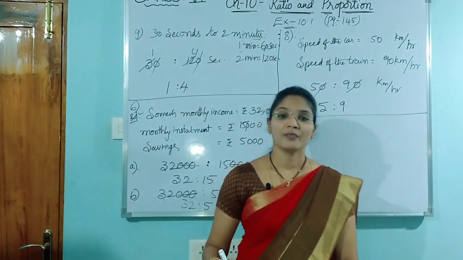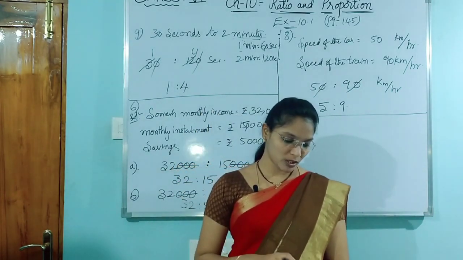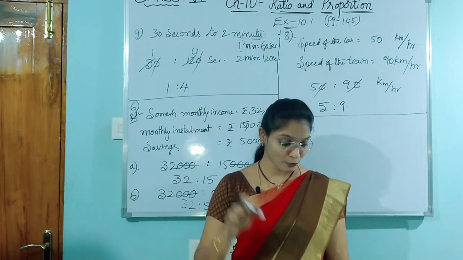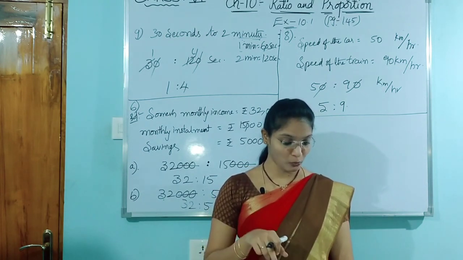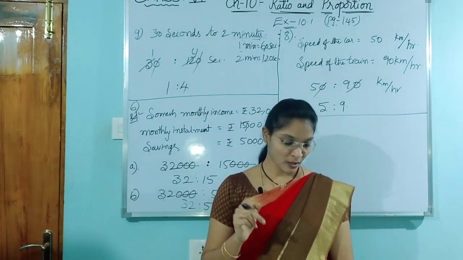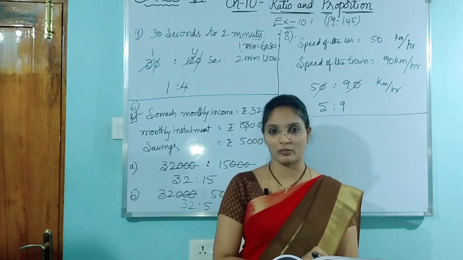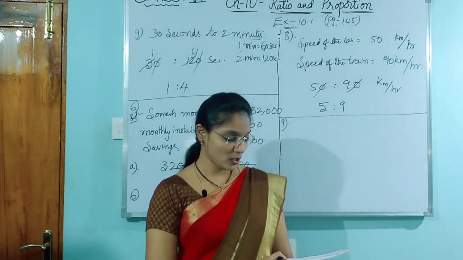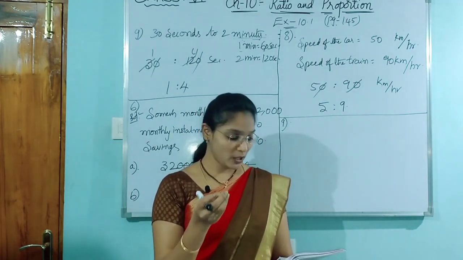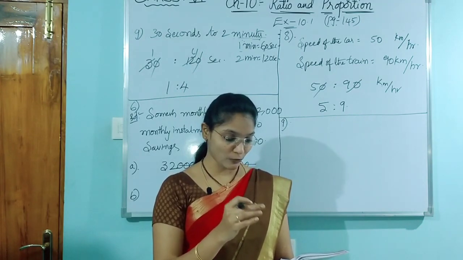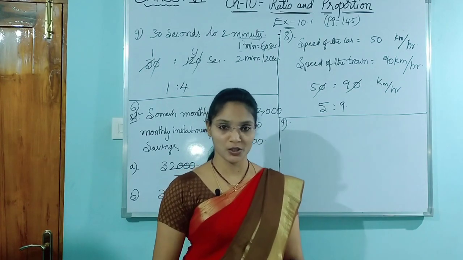Am I clear? Now 9th question, children. The cost of 10 notebooks is rupees 330 and the cost of 2 pens is 44. Find the ratio of cost of a notebook to the cost of a pen. A notebook, a pen means one notebook, one pen cost ratio we need to find out. But in the information they have given 10 notebooks cost and 2 pens cost. By using the data, first we have to find out the cost of one notebook and cost of one pen. Then we can find the ratio of those two.